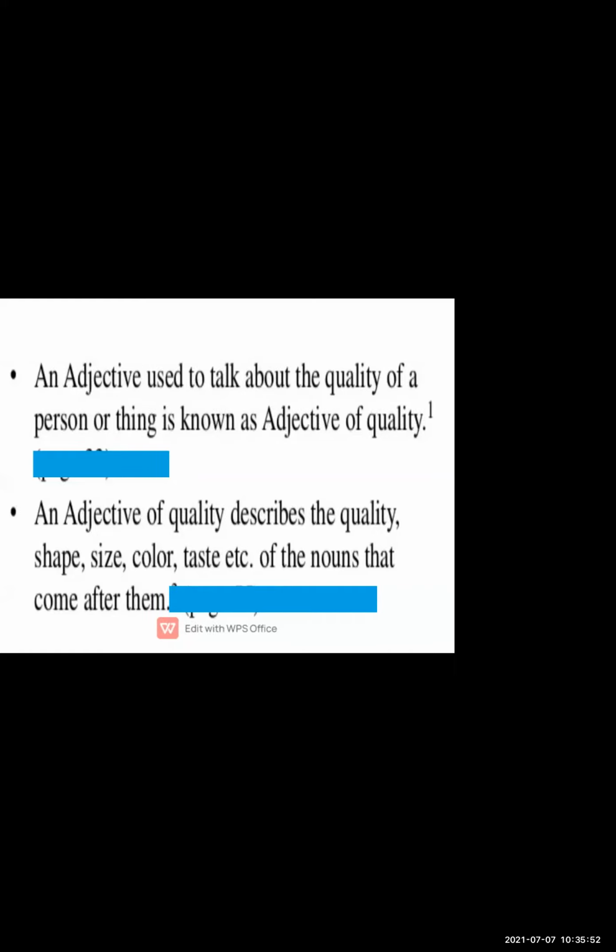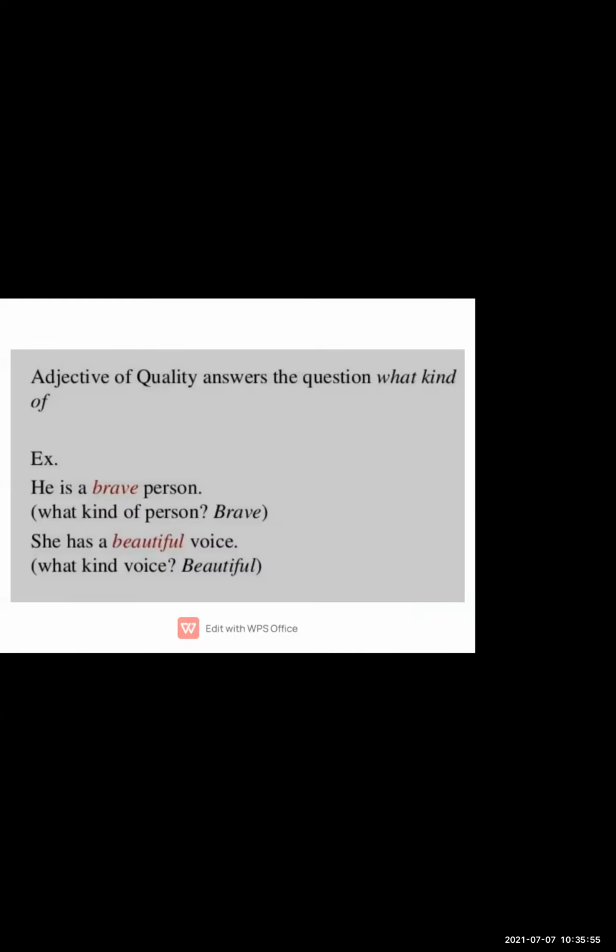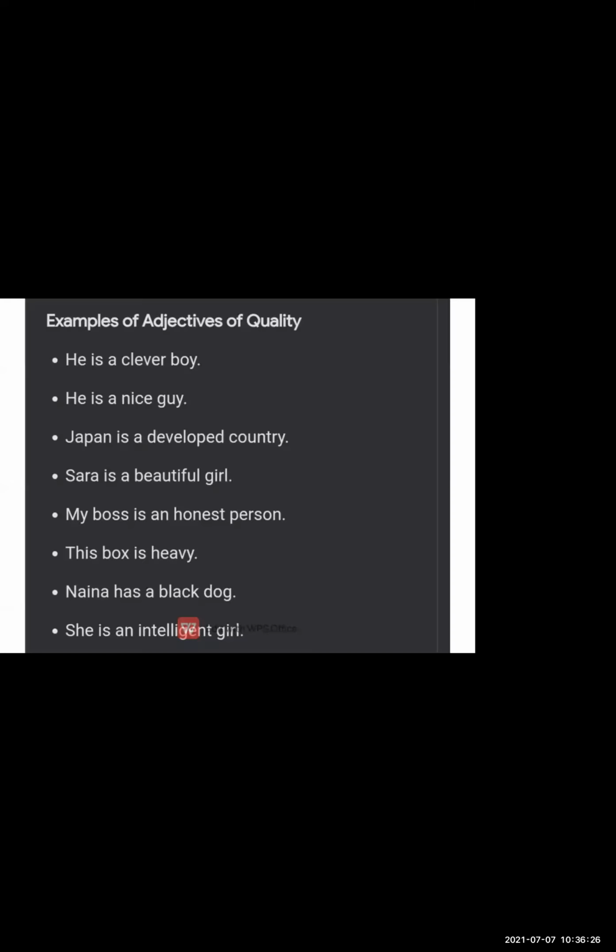Okay, let me show more examples. See, he is a brave person. What kind of person? Brave person. Or else, let me change. He is a short person. His height is short. He is a coward, very afraid. Afraid also shows that at present he is afraid. She has a beautiful voice. Beautiful shows the adjective of that particular person. Now, these are some examples of quality.